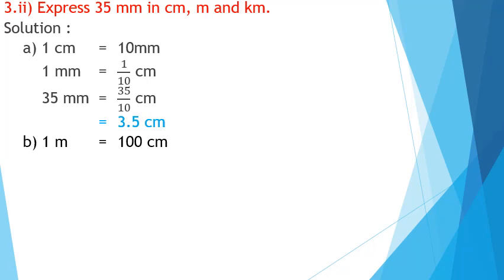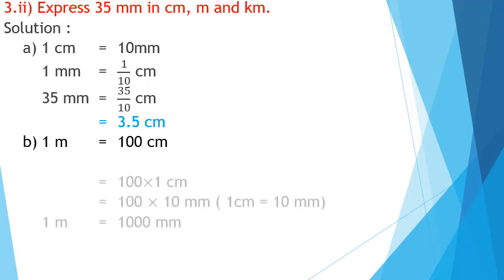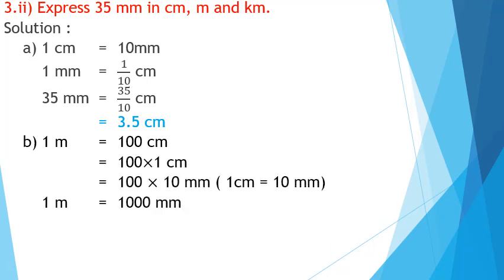1 meter equal to 100 centimeter. That is equal to 100 multiplied by 1 centimeter equal to 100 multiplied by 10 millimeter. Instead of 1 centimeter, we can write it as 10 millimeter. That is 1 meter equal to 1000 millimeter. Therefore, 1 millimeter equal to 1 upon 1000 meter.